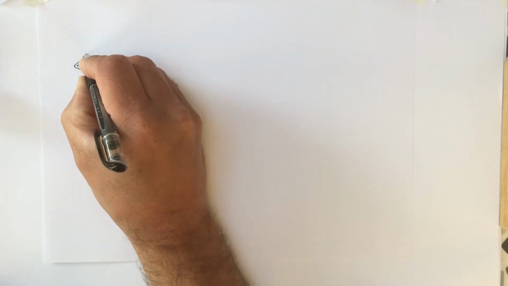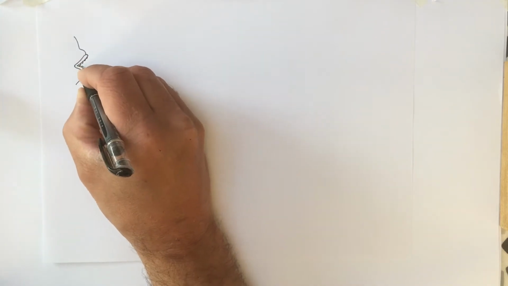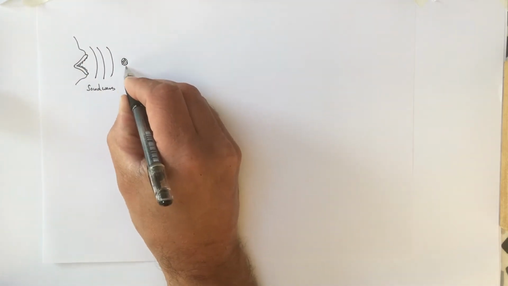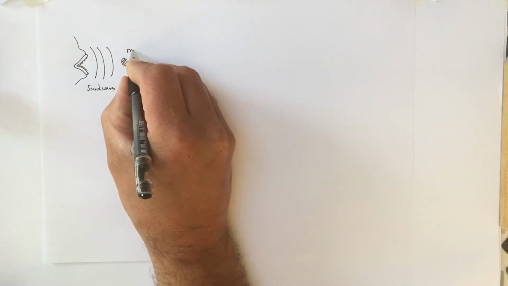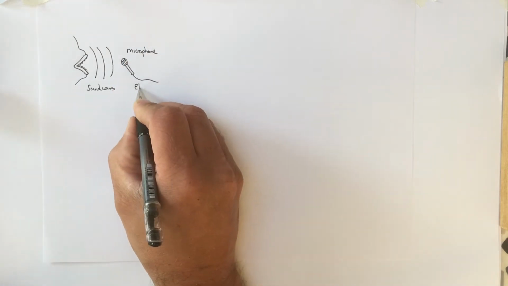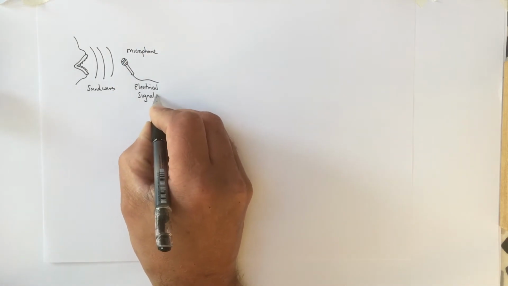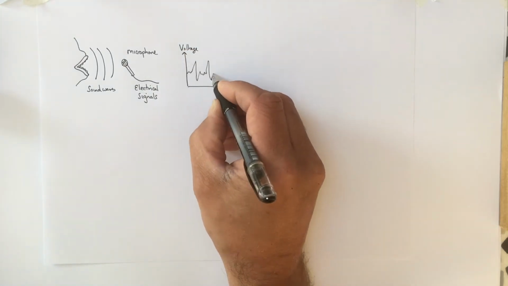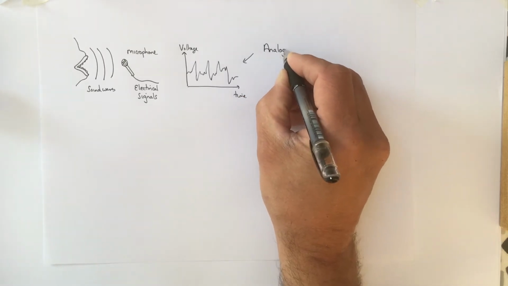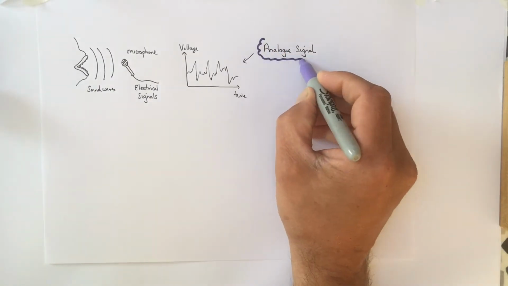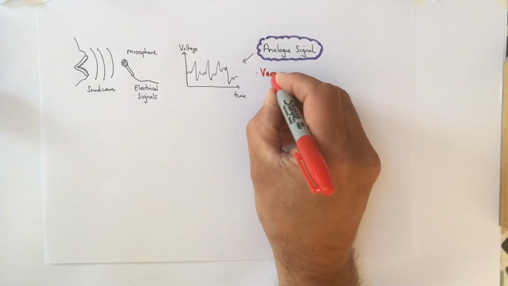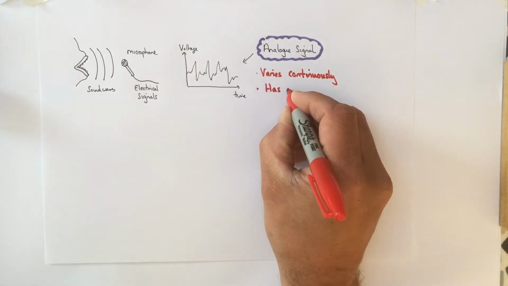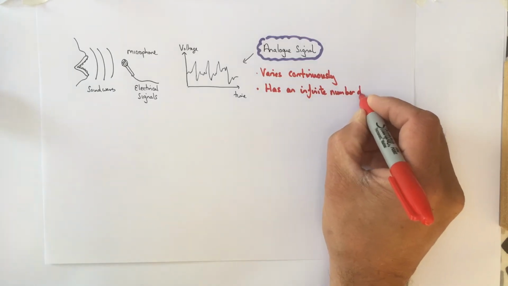So what is an analog signal? Well, if you take somebody speaking into a microphone, those are sound waves. And the microphone changes those sound waves into electrical signals. And those electrical signals look like this. As you can see, the voltage varies continuously against time, and they can have an infinite number of values. So analog signals vary continuously against time, and they have an infinite number of values.